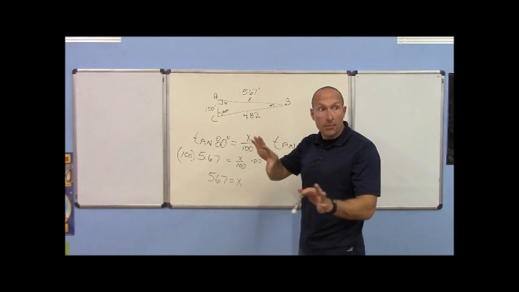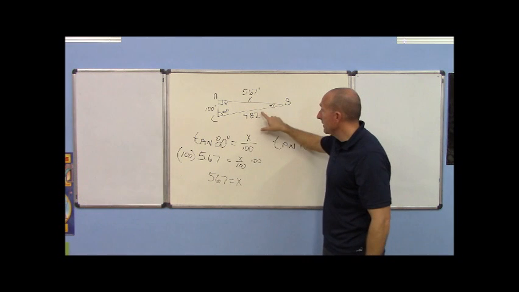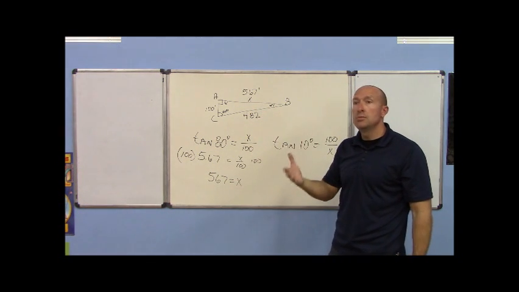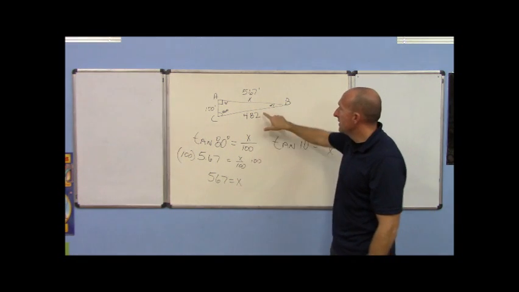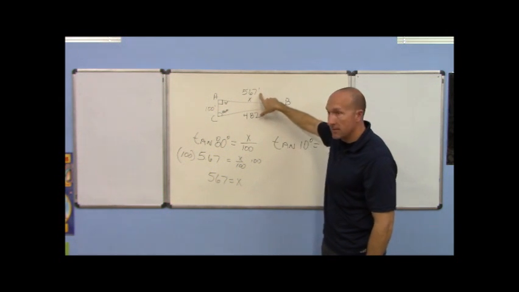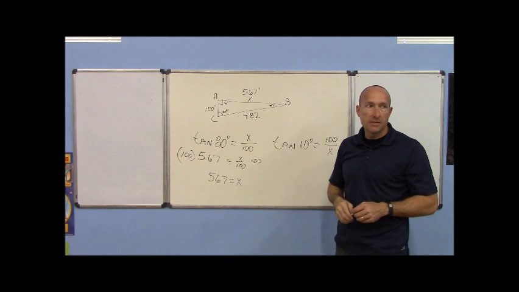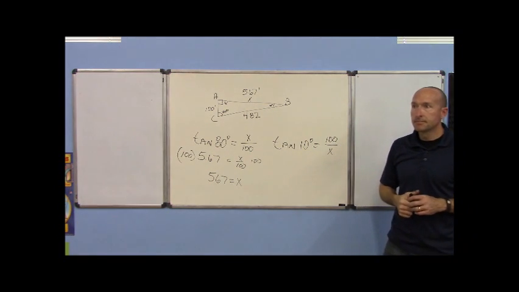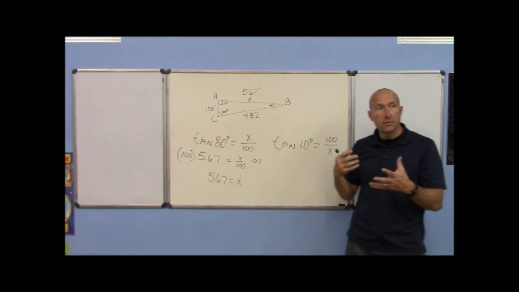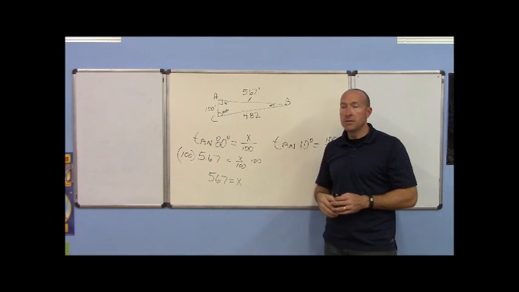So if it's asking you for information, and you ended up with this, you know you did something wrong, because this cannot be accurate compared to this. The hypotenuse must be greater than 567 feet. Okay, so that's kind of a way to check your answers a little bit when dealing with right triangles.